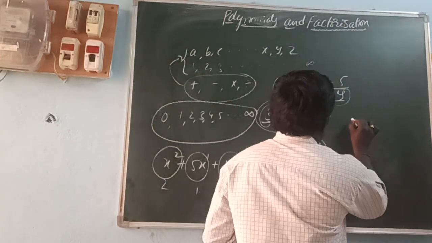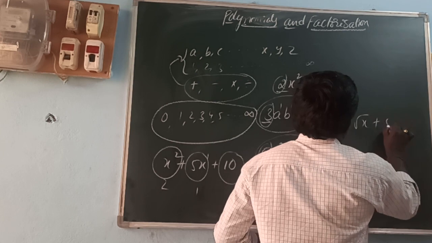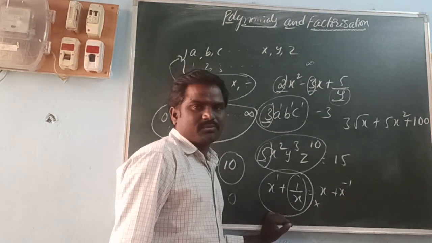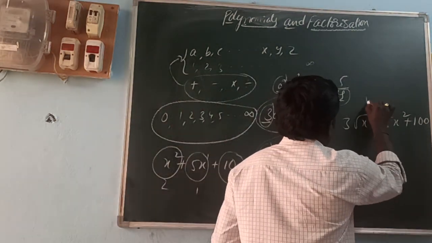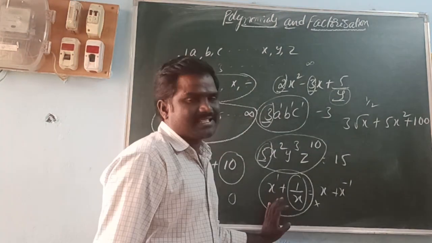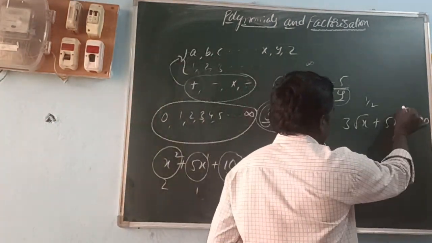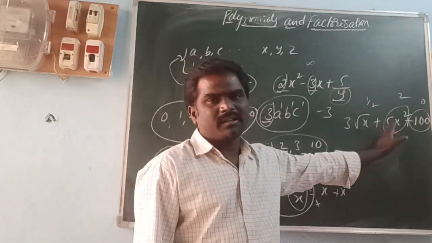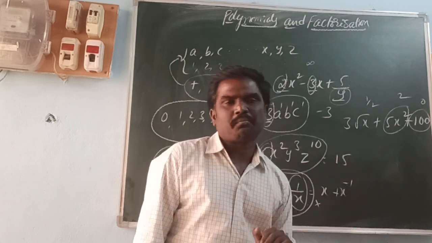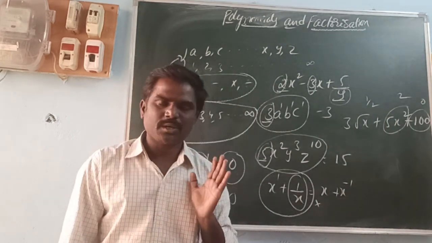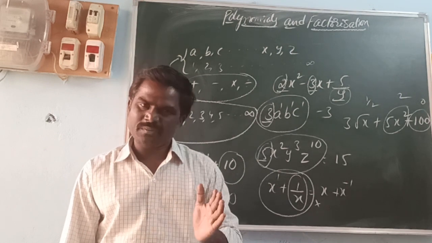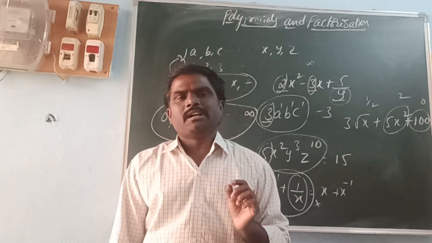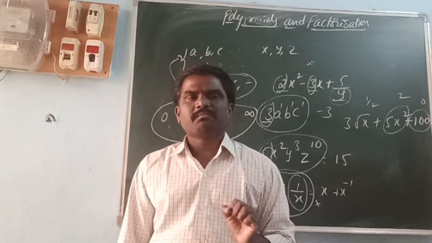Okay, so for example here, 3 root x plus 5 x square plus 100. How many terms are there? 3 terms. First term degree, here how much? 3 root x, that means we can write as x power 1 by 2. So here what is the degree? 1 by 2, here 2, here 0. So here the term degree is a fraction, so therefore it is not a polynomial. Negative means it is not a polynomial, fractions means it is not a polynomial, decimal means it is not a polynomial. So an algebraic expression whose terms' degrees are non-negative integers is called a polynomial.